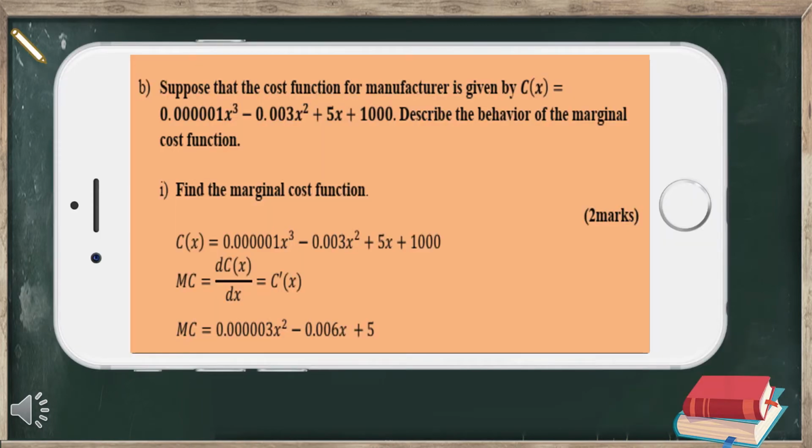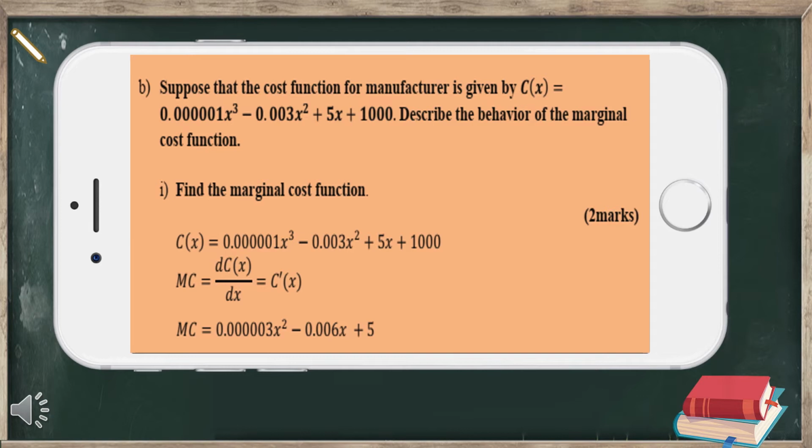So this question needs us to describe the behavior of the marginal cost function. The first thing that we need to do, same like the previous question, is find the first derivative. So we use the cost function that has been given in this question, and then we do the first derivative.